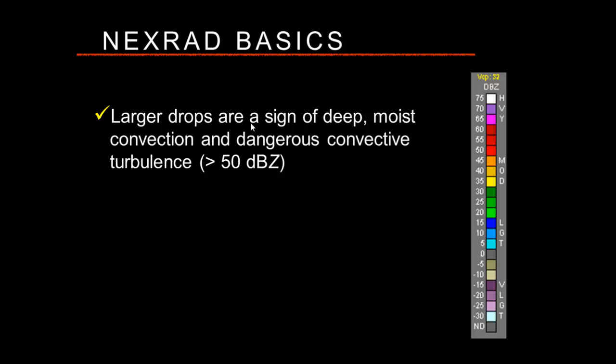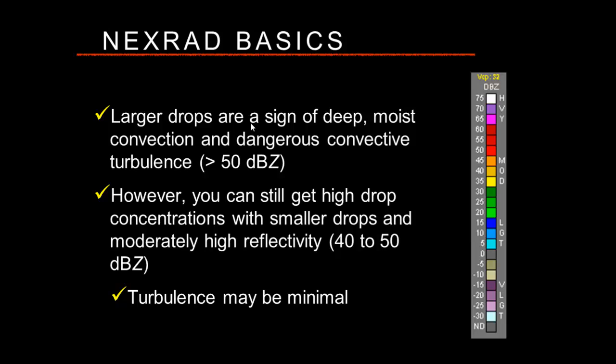So again, larger drops are a sign of that deep convection and probably dangerous turbulence. Once you start getting above 50 dBz, the drop sizes are large enough to potentially produce dangerous convective turbulence. However, as I said before, you can actually get a pretty significant amount of reflectivity in a case where you have a lot more smaller drops, more on the order of 40 to 50 dBz, and the turbulence actually might be minimal.